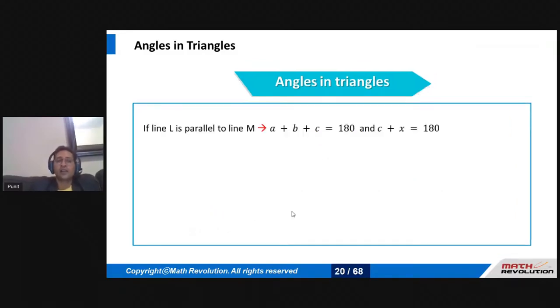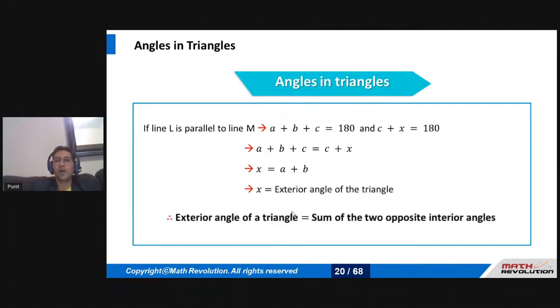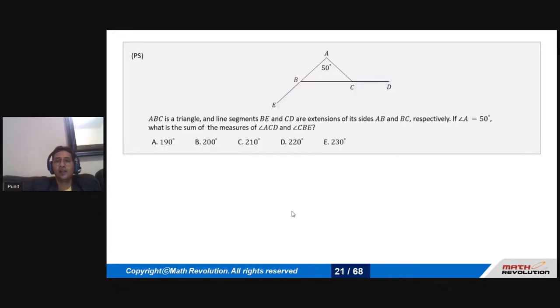If line L is parallel to line M, a plus b plus c would be equal to 180 degrees. And also c plus x, that's a straight line angle, is 180 degrees. So when you say a plus b plus c is 180 and c plus x is 180, that means they both are equal. So a plus b plus c happens to be equal to c plus x. If you cancel out c from both sides, you get a plus b equals x. So that's the exterior angle property. It's always equal to the sum of the two opposite interior angles.